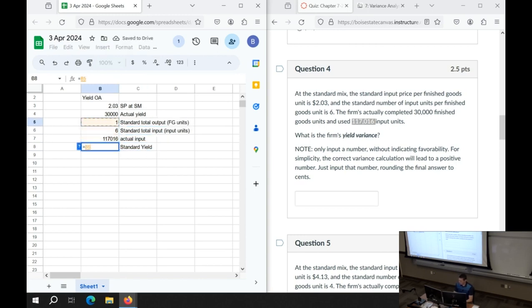And so we should just be able to say 1/6 times actual input. So it'll give us 19,502.67, rounding it off. That's how many finished goods units we should have been able to produce with this number of inputs. We should have ended up with just shy of 20,000. How much did we actually end up with? 30,000. Okay, so we're talking about yield, how many finished goods units the inputs yielded. This is a positive thing that the actual number is higher than the standard number here.